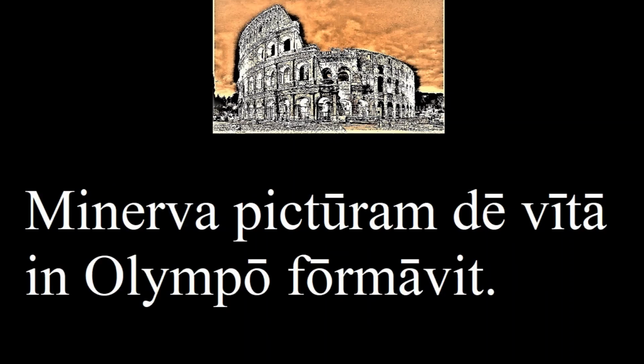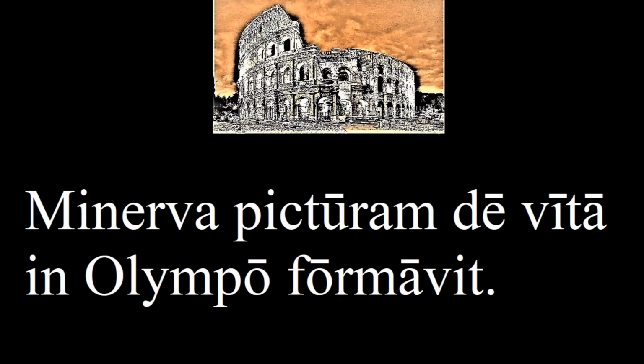Look at this sentence now. Minerva picturam de vita in Olympo formavit. You guess what de vita means? Of life. So this sentence means Minerva formed a picture of life in Olympus.